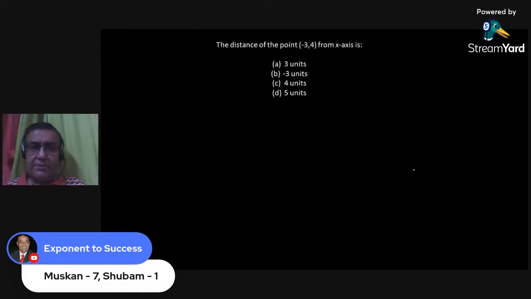Very easy questions. The distance of the point minus 3 comma 4 from the x-axis is how many units? This is a very simple question. No need to do the distance formula. I like to see it on a graph. So minus 3 will be minus 1, minus 2, minus 3, and 4 will be 1, 2, 3, 4. So the point should be somewhere here. And we have to find the distance from the x-axis. The distance from the x-axis is nothing but this height here, which is from 0 to 4. So obviously it is going to be 4 units.